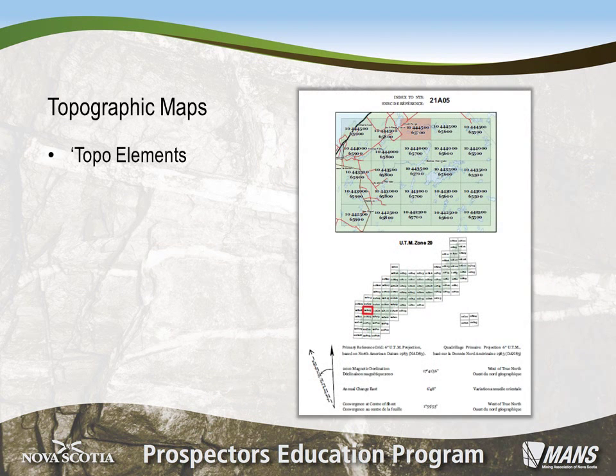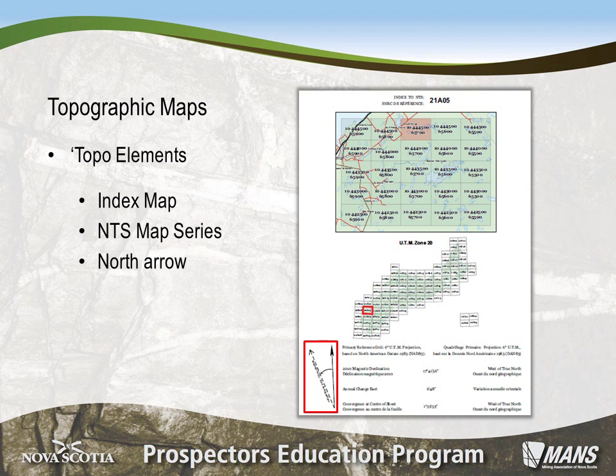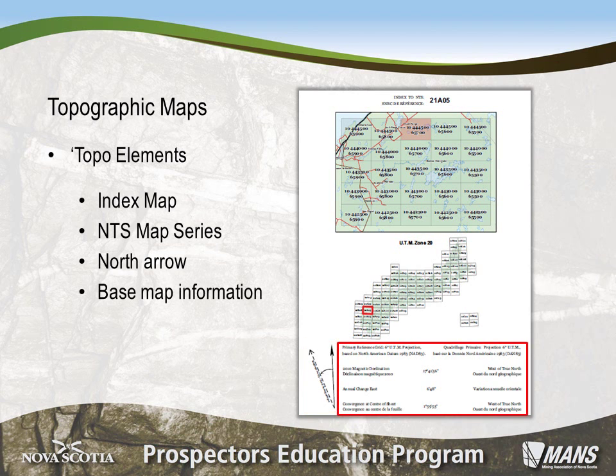The bottom portion contains an index map of this map series that covers the province. It shows the location of the map in relation to the province and also shows us where the topographic map is located within the 1 to 50,000 National Topographic System map sheet covering this area. We can also see the north arrow and information about the base map projection and datum.